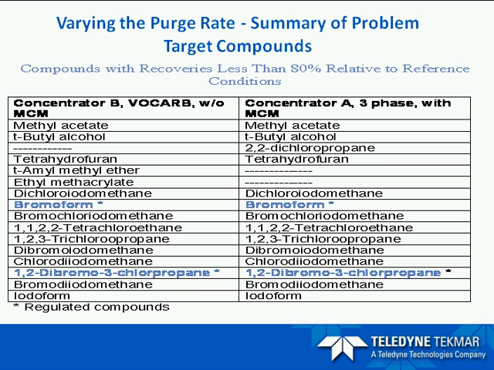Now, this table lists compounds in addition to water-soluble analytes that are negatively impacted by using those higher purge flow rates for both concentrators and two different trap designs. Now, like the water-soluble analytes, these compounds generally exhibit lower purge efficiencies. For example, take a look at the bromoform and the dibromo-3-chloropropane.